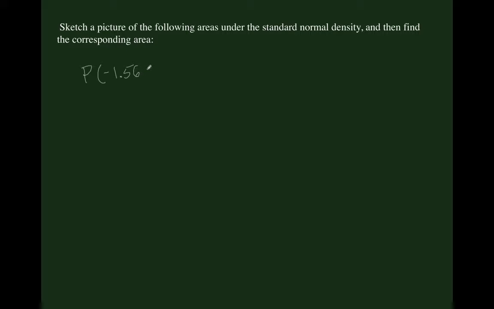And I'm making this problem up. So what the notation says to a mathematician is find the proportion of z values between negative 1.56 and 2.25.